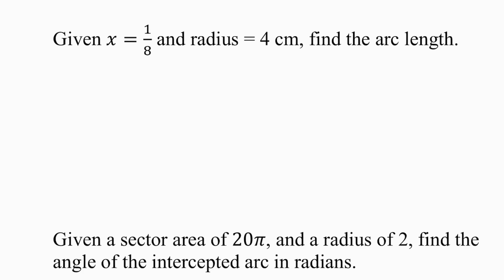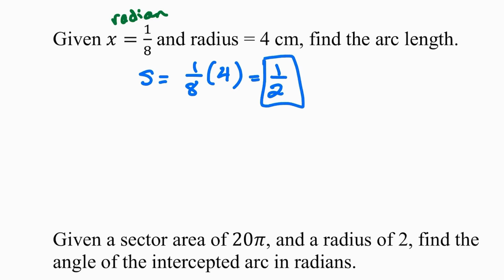All right, this next question is asking us to find the arc length if the radian measure is 1/8, and the radius is 4 centimeters. So how do I figure out arc length? Well, arc length is the radian times the radius. So it's literally just going to be 1/8 of 4, which is 1/2.